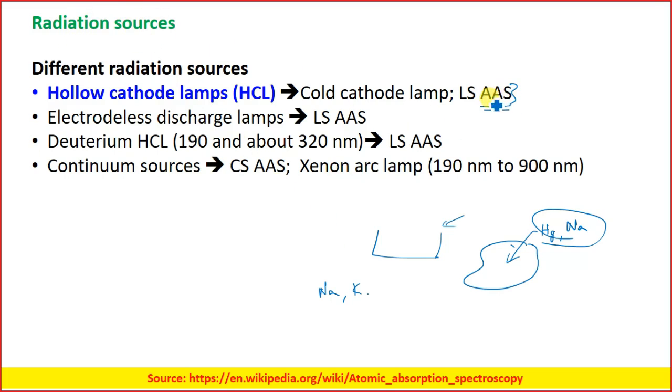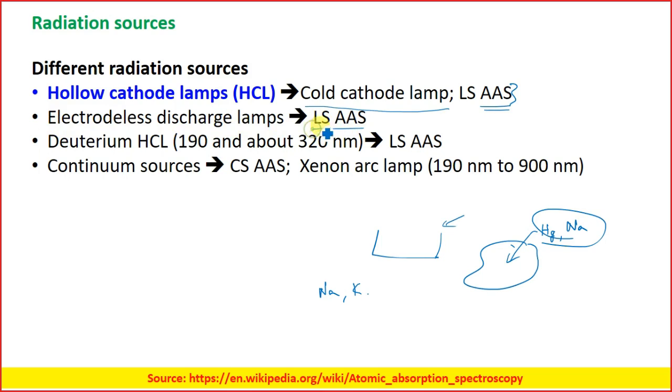Anyway, the different radiation sources. We will be talking about AAS, atomic absorption spectroscopy. Over here we have the hollow cathode lamp, which is a cold cathode lamp, and it is used in line source AAS. Then we have the electrodeless discharge lamp, which is also a line source.